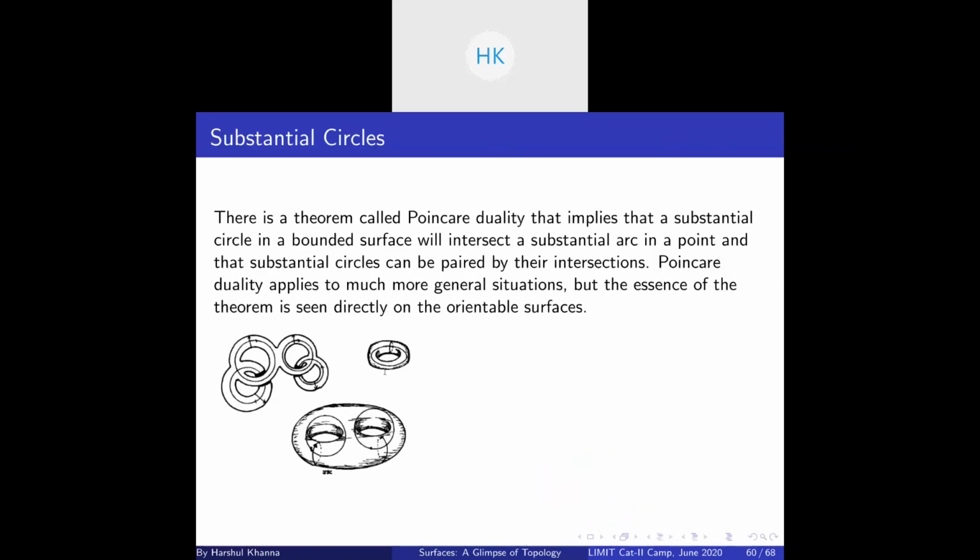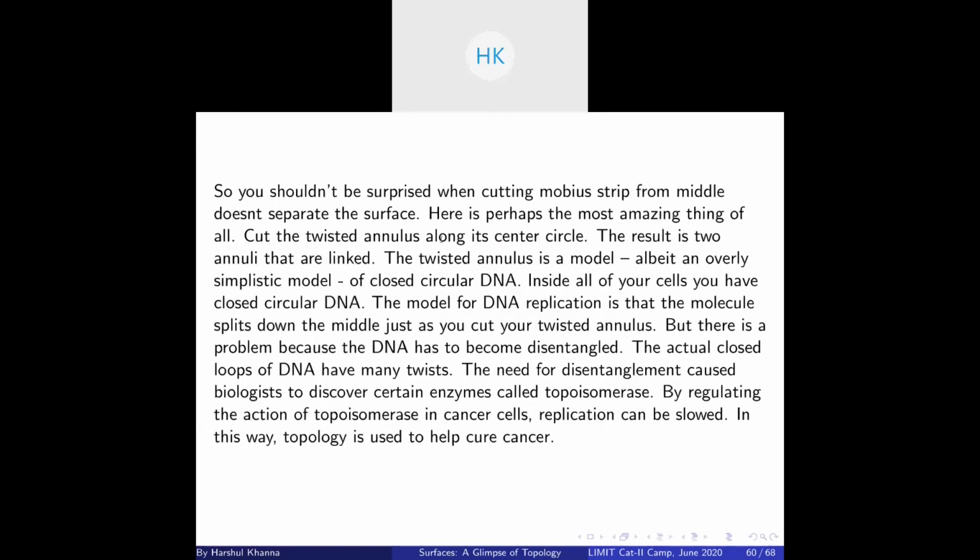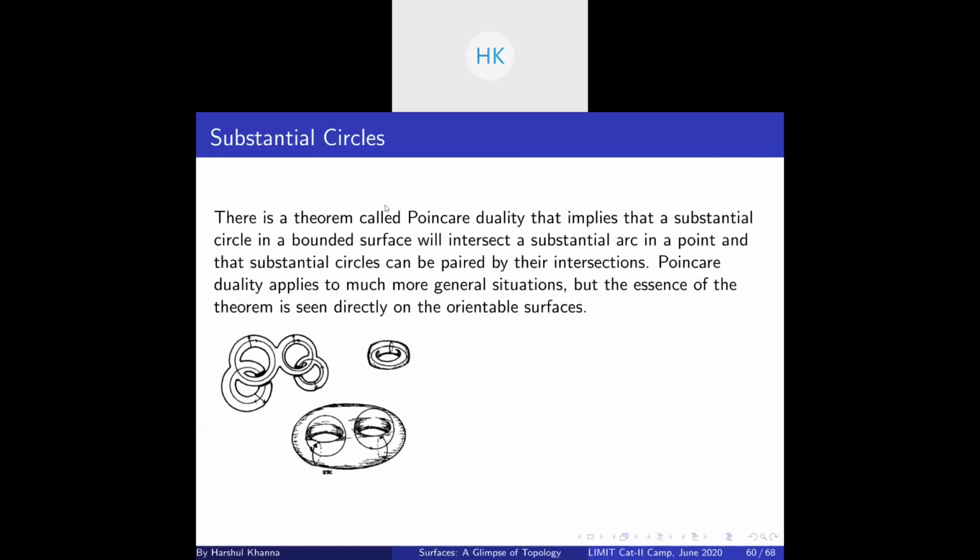Now, a very important theorem in topology is the Poincare duality theorem, which implies that a substantial circle in a bounded surface will intersect a substantial arc in a point, and that substantial circles can be paired by their intersection. Basically the point is that a substantial circle in a bounded surface will intersect a substantial arc in a point.